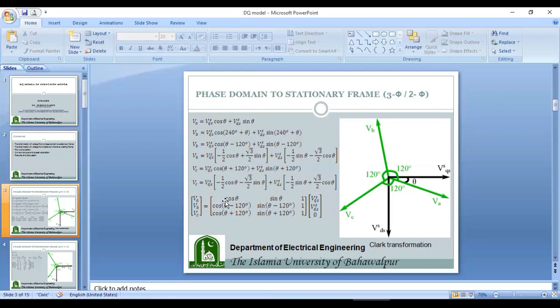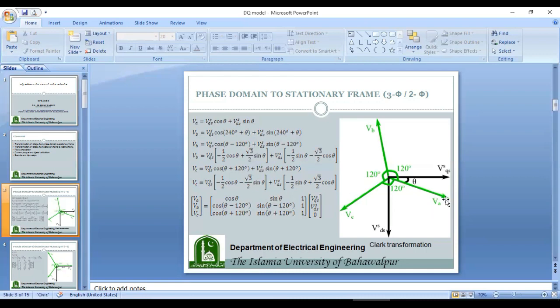And now we can do the inverse transformation by representing these VQSS and VDSS in terms of VA, VB, and VC. So the same ideology will be applied over there, and you can do it by yourself, and you can transform the phase quantities to the modal quantities. And for simplicity, we should consider theta equal to 0. If we use theta equal to 0, all these expressions will become even simpler.